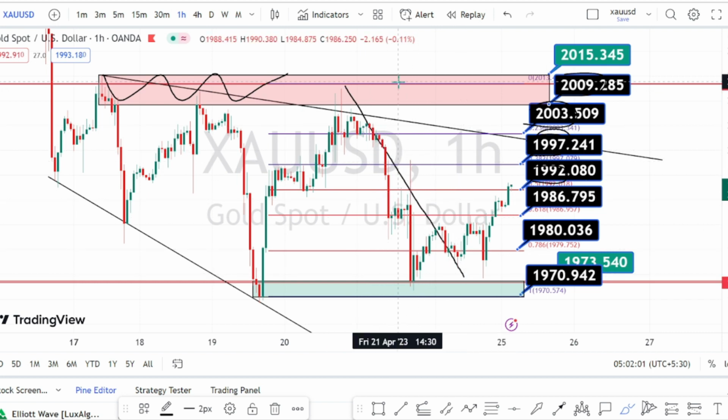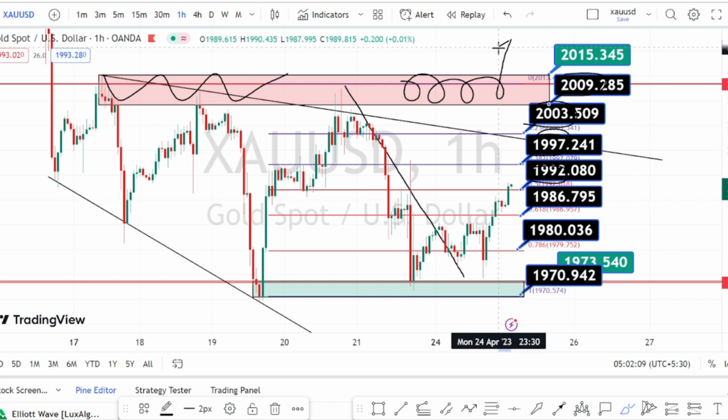So if the price action breaches this resistance zone, we can get the confirmation of the start of the bullish side retracement in hourly time frame.